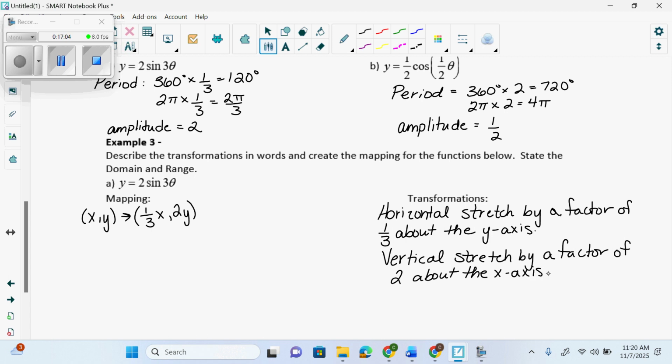Domain and range. Domain of every function unless it's restricted is what? Of every sinusoidal function is what? X such that x is an element of the reals, or it goes on for life. Because every sinusoidal function, and just so you know, sinusoidal functions are ones that repeat themselves. So a sine and a cos are sinusoidal functions.